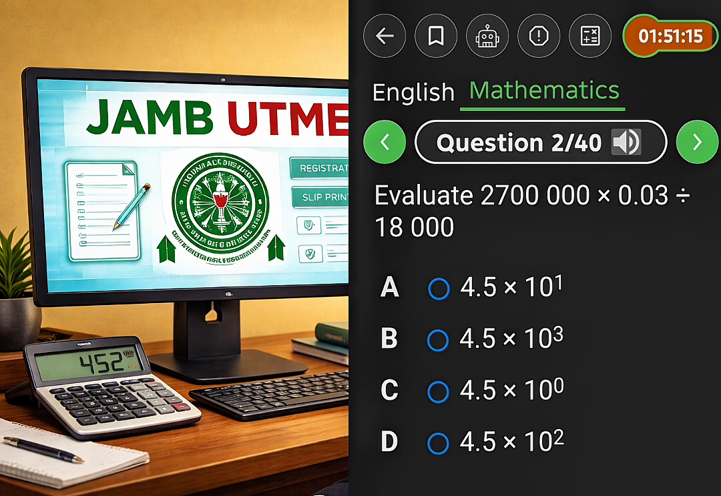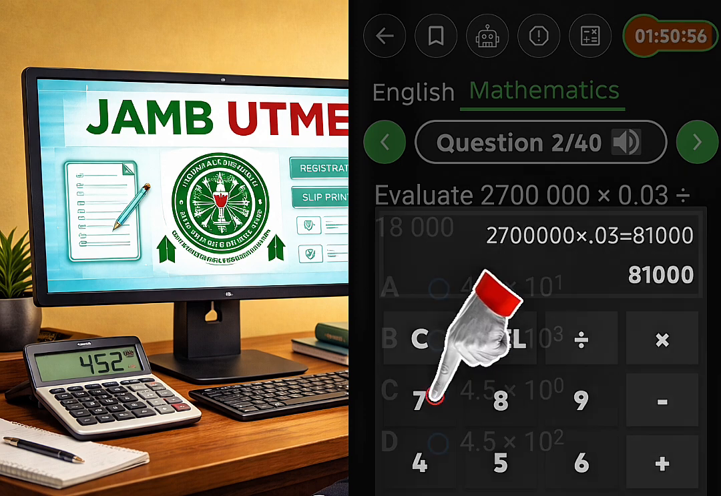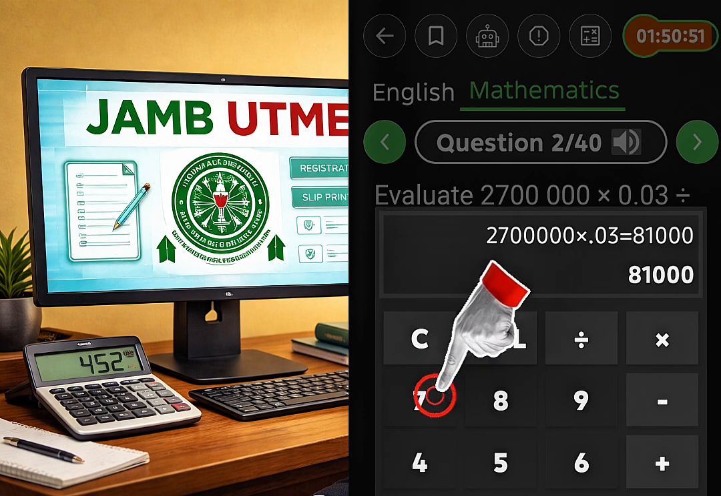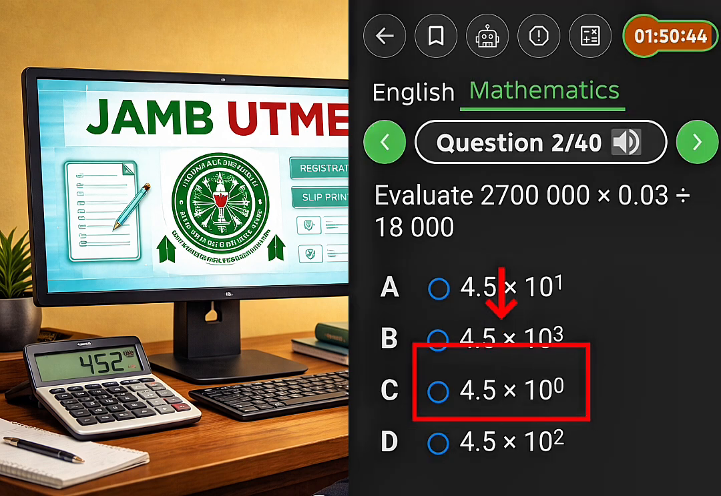So once the exam is going on and you need to use the calculator, you just come to this place again. Clear, and now punch whatever you need to do. Say I have 27,050, yes, 5 zeros, times 0.03. That gives you something. Now divide by what? Divide by 18,000. That gives you 4.5, exactly 4.5.